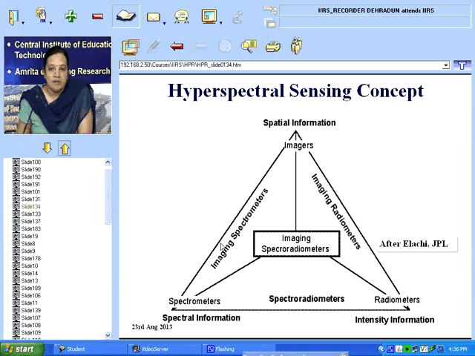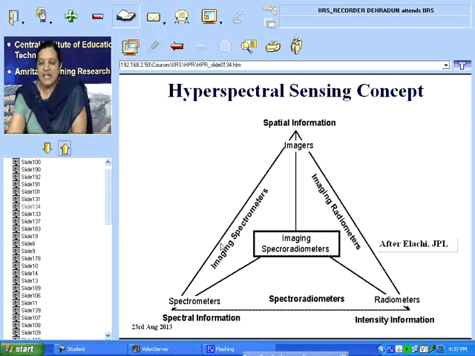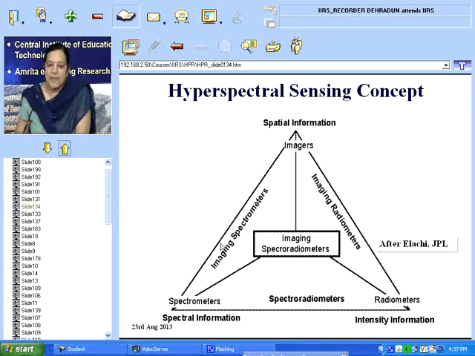Now here we have different instruments for measuring these three quantities. Spatial information can be measured by imagers, which can be cameras or multispectral scanners. So these are the devices which measure spatial information. Radiometers measure the intensity information in predefined interval wavelengths. Then we have the spectrometers. Spectrometers give us continuous observations across the entire spectrum. The spectral information comes from the spectrometer.